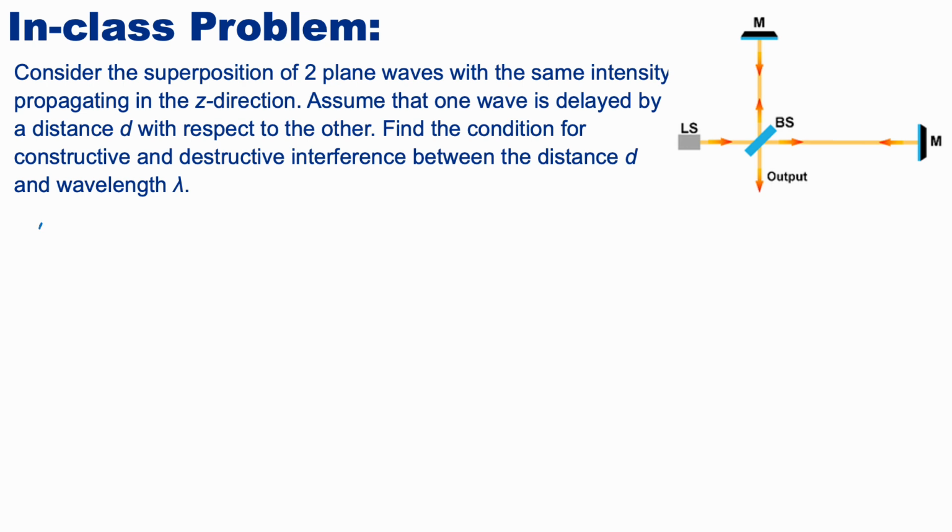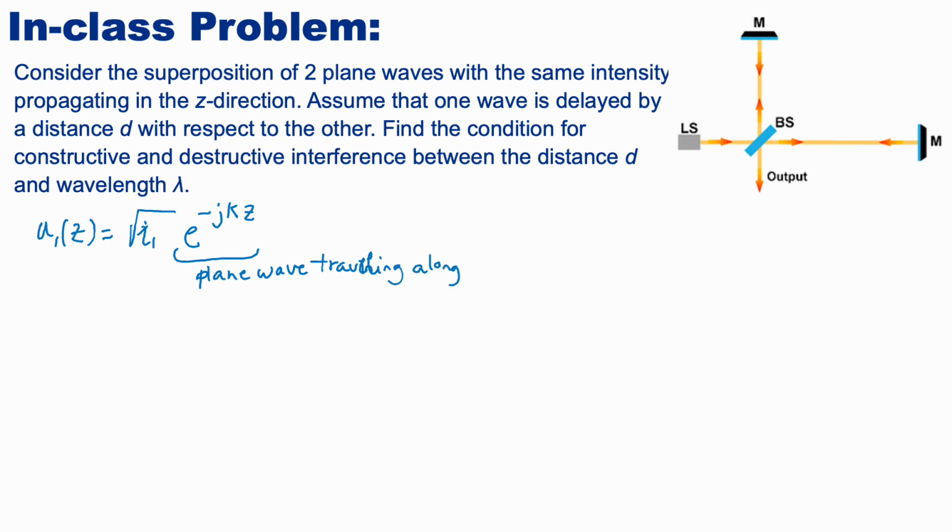So remember, we have plane waves. The first wave is going to be some intensity and then the linear complex exponential. So this is going to be our plane wave traveling along the plus z direction.